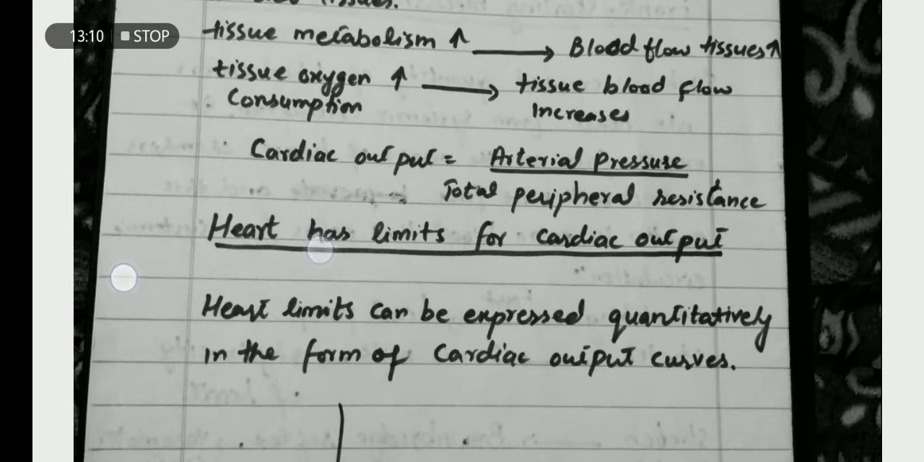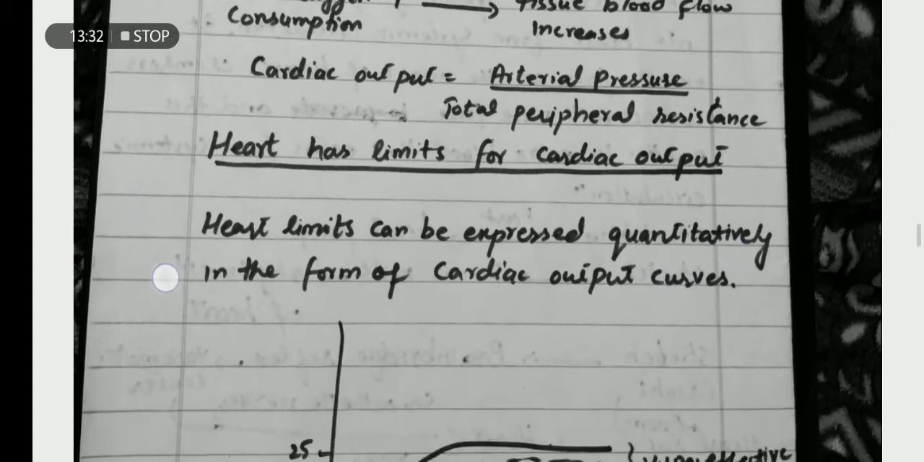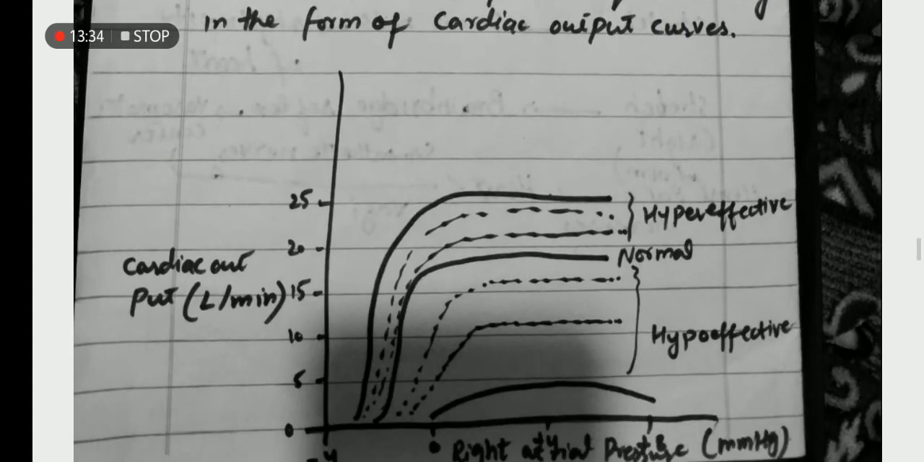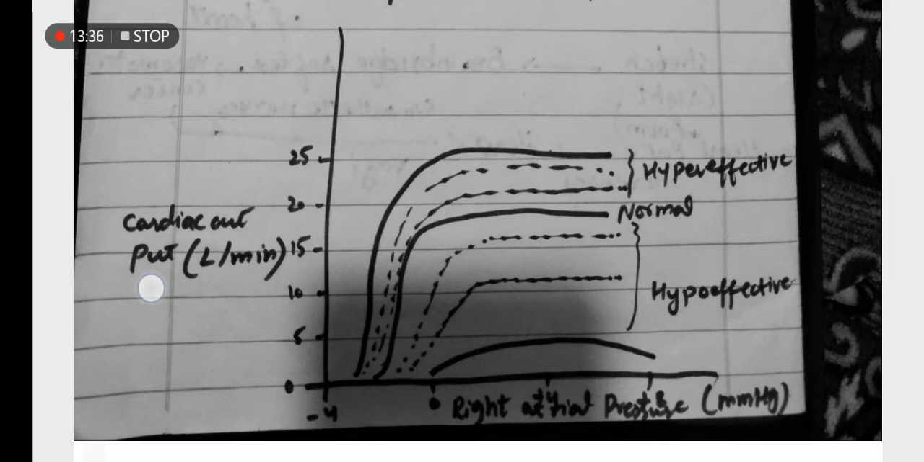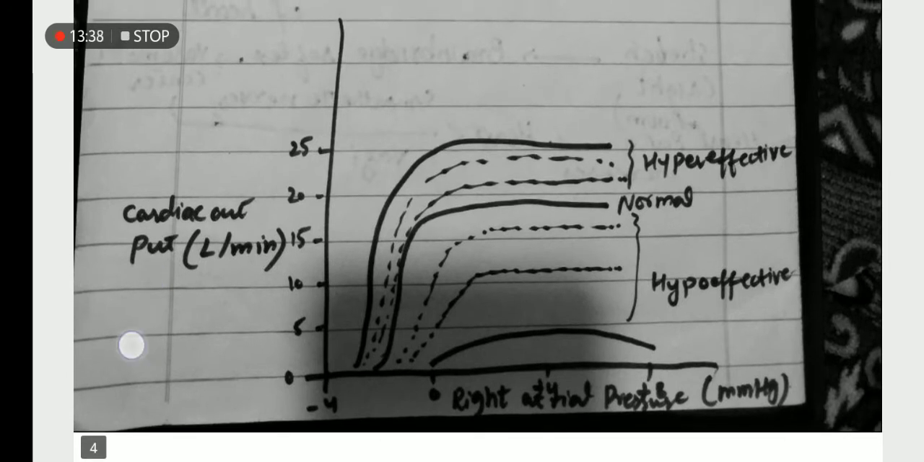Next topic is that the heart has a limit for the cardiac output. Although the heart does not directly control the cardiac output, the primary factor is the venous return. But when cardiac output exceeds the normal, the heart becomes the limiting factor, and it is explained quantitatively in the form of cardiac output curves. This is the curve I'm going to show you here.